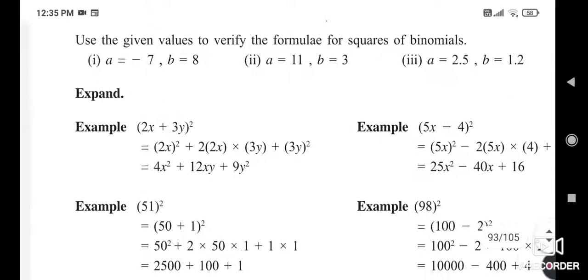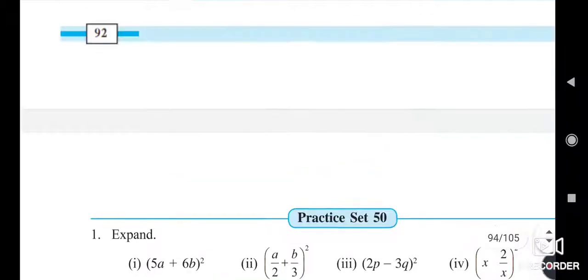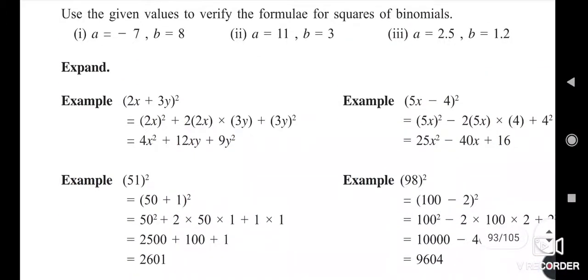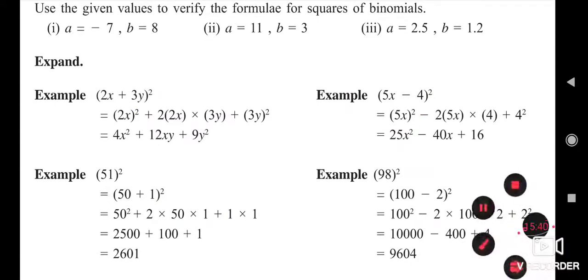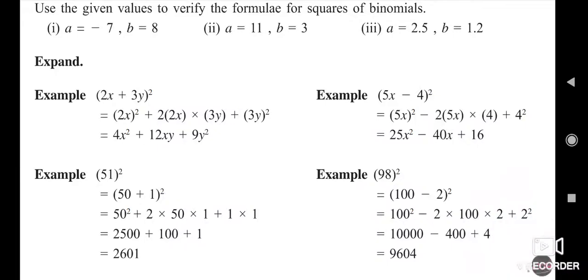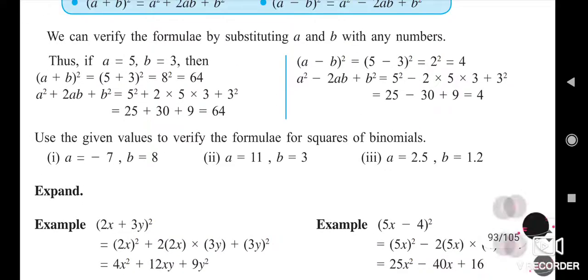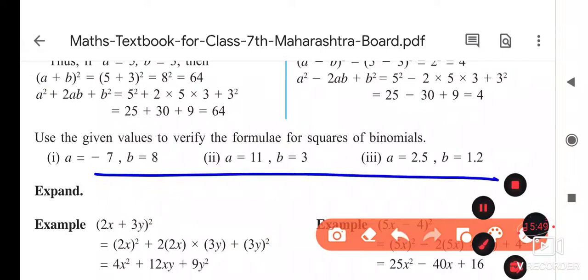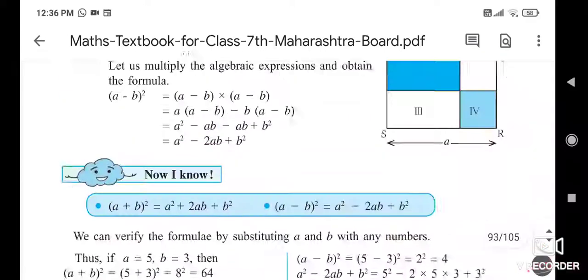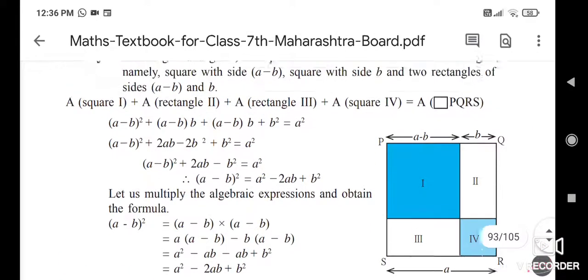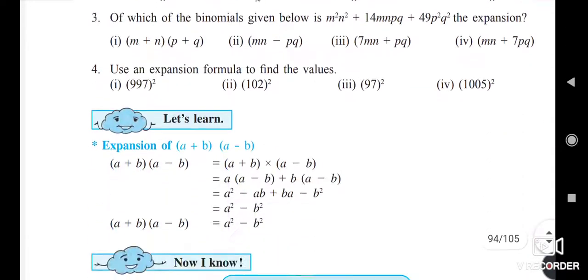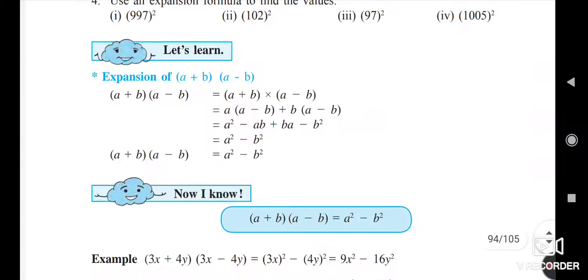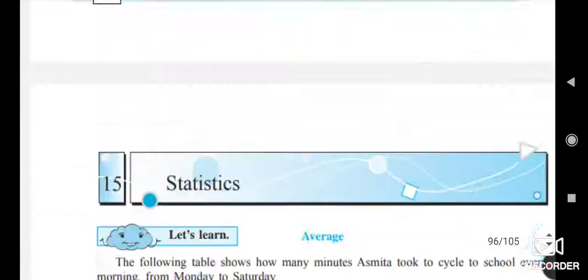Now here solved examples are given, that we will see tomorrow in our next lecture. Today you are going to verify this. This is your homework. Verify these values with these formulas and note down both the activities, and complete both the activities in your notebook, as you regularly do. The next formula we will see in our next lecture.